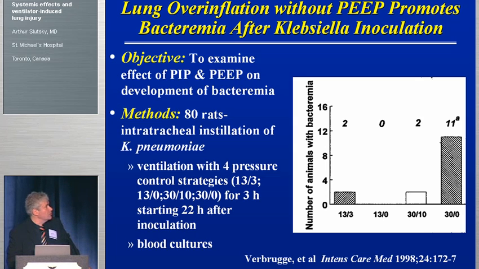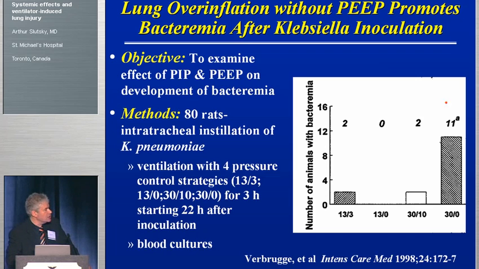This is related to release of bacteria due to mechanical ventilation. It's similar to a study published with John Marini as an author, in dogs. This one I've taken is in rats, largely because it has a nice picture I can use. The objective was to examine the effect of peak inspiratory pressure and PEEP on development of bacteremia. It was a relatively simple study. They took 80 rats, instilled intratracheal Klebsiella, and then ventilated them with 4 different strategies: peak inspiratory pressure of 13, PEEP of 3; 13 over 0; 30 over 10; and 30 over 0. They did that for 3 hours, starting about a day after the inoculation, and then looked at blood cultures.